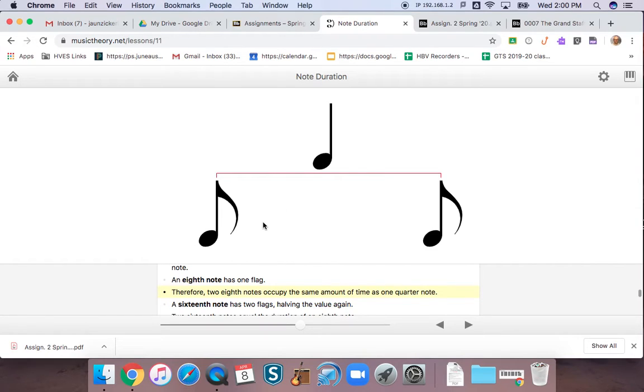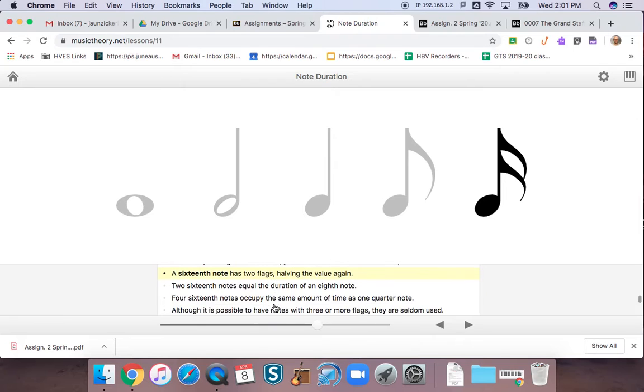Two of those last as long as a quarter note. Ta, ti-ti. Same amount of time, but the second one had 2 notes inside of that time, whereas the first one just had 1 note inside of that time. And you can just keep cutting these in half.